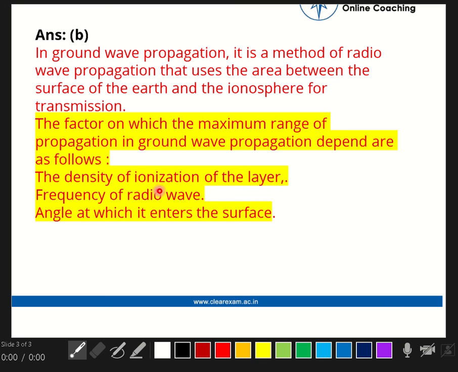The first one is the density of ionization of the layer, the frequency of the radio wave, and the angle at which it strikes the surface. This is the answer for your solution. This one.